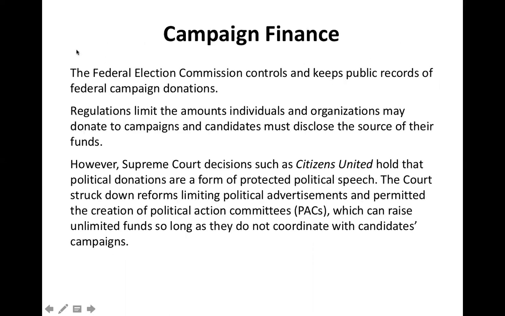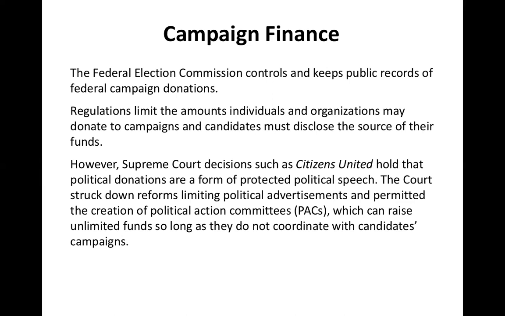Oh, campaign finance. This is fun. I'm learning about this with my hopes to eventually run for office. So the Federal Election Commission controls and keeps records of federal campaign donations. There are regulations that limit the amount individuals and organizations may donate to campaigns, and candidates have to disclose the source of their funds. You can actually go on the county registrar's website and see who's donating to local campaigns. And there are federal websites to do it at the federal level.